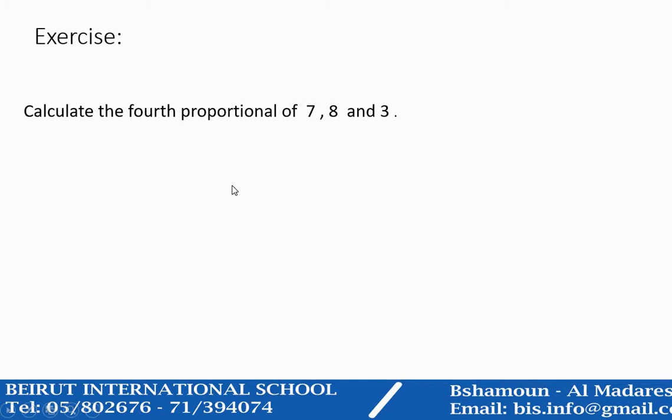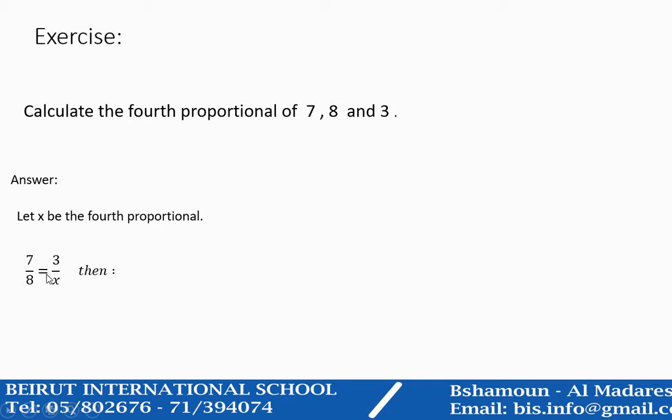Another exercise. Calculate the fourth proportional of 7, 8, and 3. These three numbers, we have another number, the fourth number, to be proportional. So, because they are proportional, let x be this fourth proportional we are searching for. 7 over 8 is equal to 3 over x.